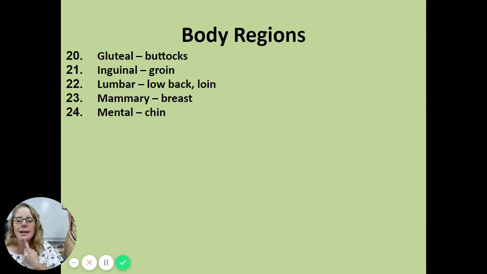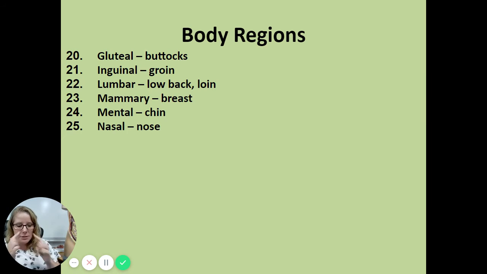Mental refers to chin. Most of my ways of remembering these end up being a little bit violent, but I always remember if somebody is being crazy or mental, you want to punch them in the chin. I really don't punch people, I swear. I just need to tell you these.